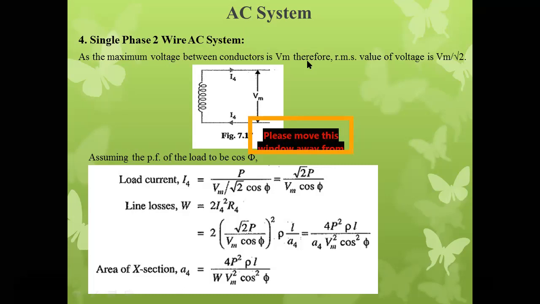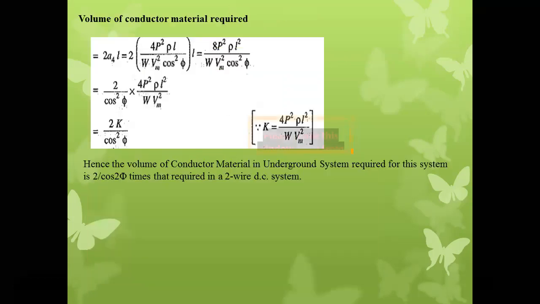The line loss will be 2 into I4 square into R4. Calculating the area of cross section, you will find that the area of cross section required for this one is 4 P square rho L divided by W into Vm square cos square phi. The volume of conductor required is 2 into K divided by cos square phi, same as that of the overhead system. Hence the volume of conductor material required in the underground system is 2 by cos square phi times that required in the 2-wire DC system.